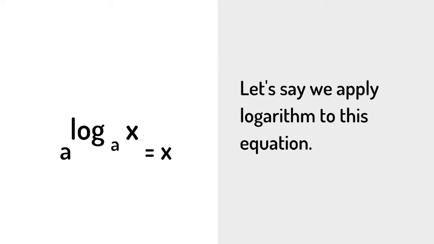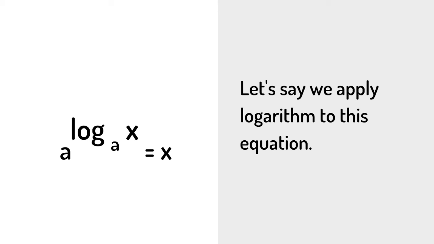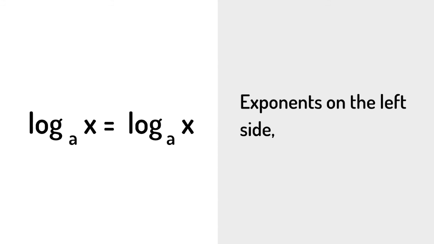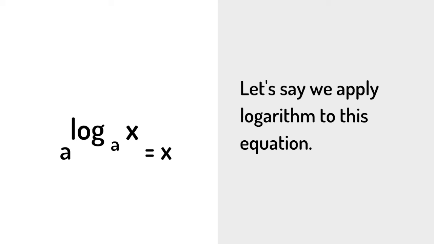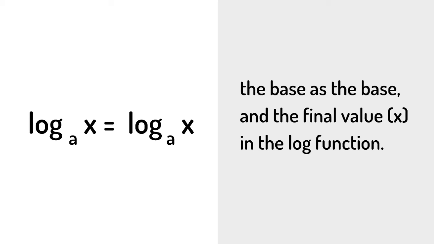Let's say we apply logarithm to this equation. The exponent is log base a of x, so you move it down to the left side, that's good. And then, what is the base? The base is a. So log base a of x is equal to log base a of x. Do you see how it works? It's kind of confusing, but if you keep up the trail, it's easy to follow. Exponent on the left side, the base as the base, and the final value in the log function: log base a of x is equal to log base a of x. That's it for today, and thank you for watching.